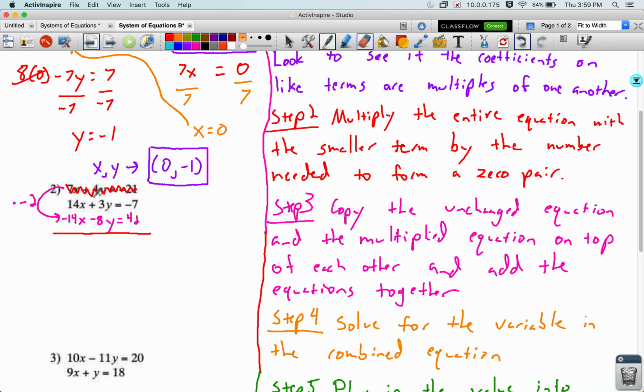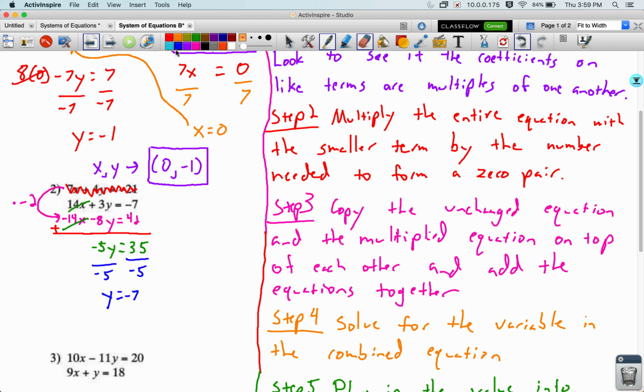I can now add these two equations together and let's see what I get. The 14x and the negative 14x cancel out. The 3y and the negative 8y combine to be a negative 5y. And the negative 7 and the 42 combine to be a 35. All right, finish solving this. Divide both sides by negative 5 to get y equals negative 7.